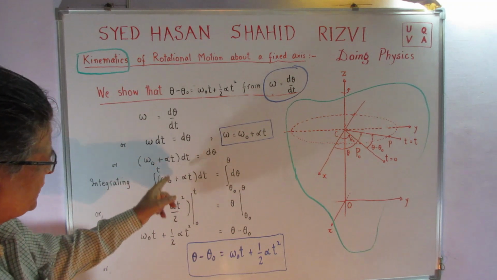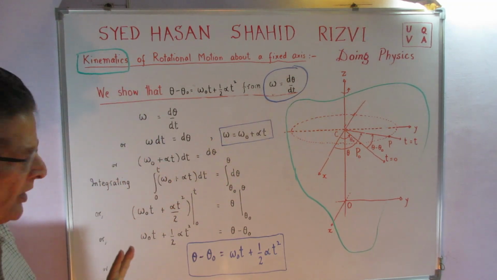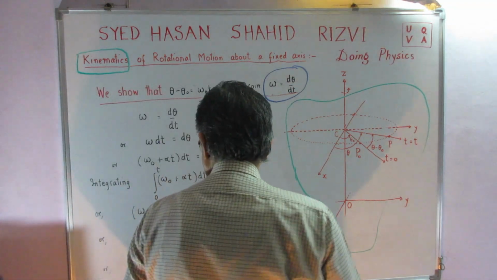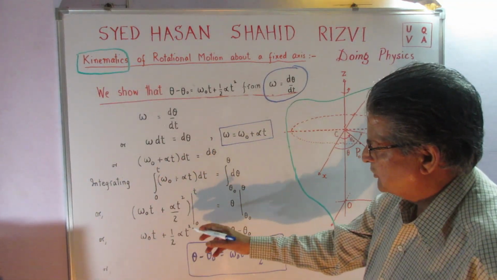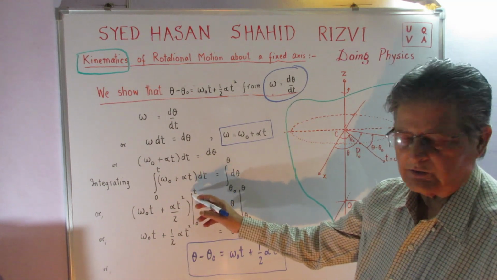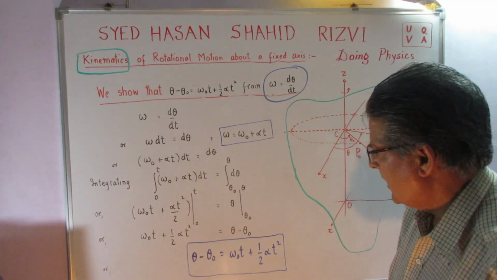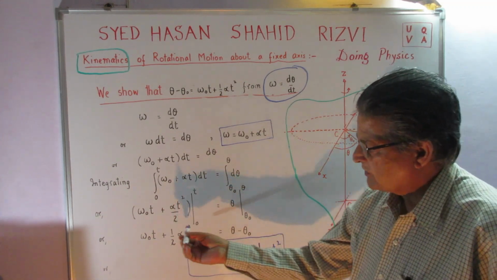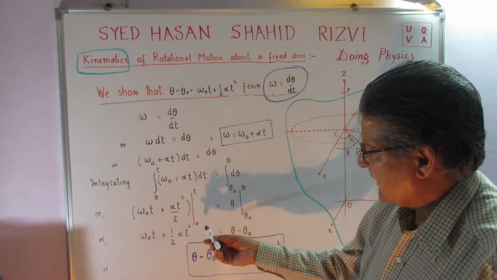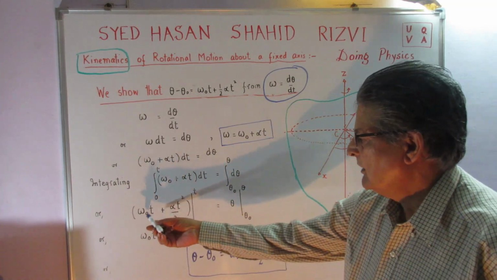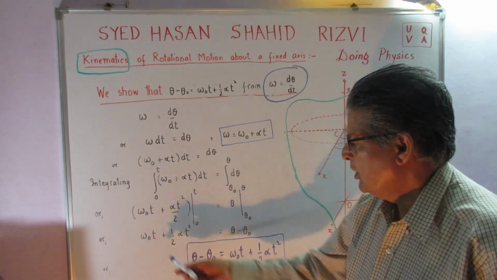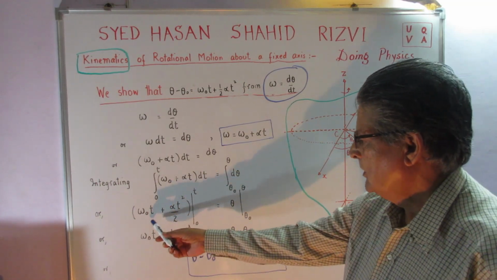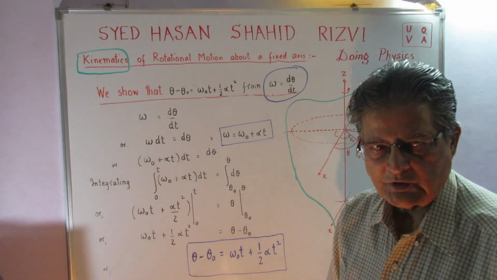So integral of t to the power of 0 will become equal to t to the power of 1. So this turns out to be equal to omega naught t plus alpha t square between the limits 0 and t. I have just put the boundary conditions, is equal to theta between the limits theta 0 and theta. I substitute those limits, and of course I write the term omega naught t plus half alpha t square minus 0 minus 0.